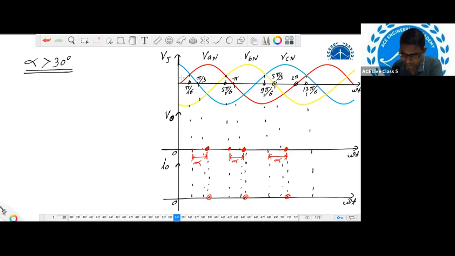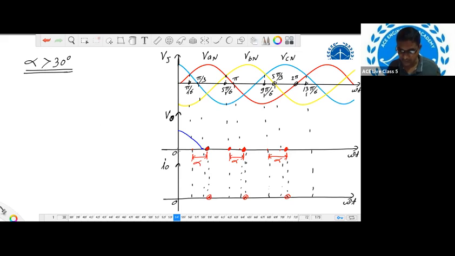In the output we will be getting the VCN waveform, but VCN is non-zero or positive only till omega t is pi by 3. After pi by 3, what is VCN? It is negative, no? Right? So check here, VCN will be positive as it is here till pi by 3. And this point is pi by 3. Now after pi by 3, VCN is negative. So let us check what will happen when VCN is negative.